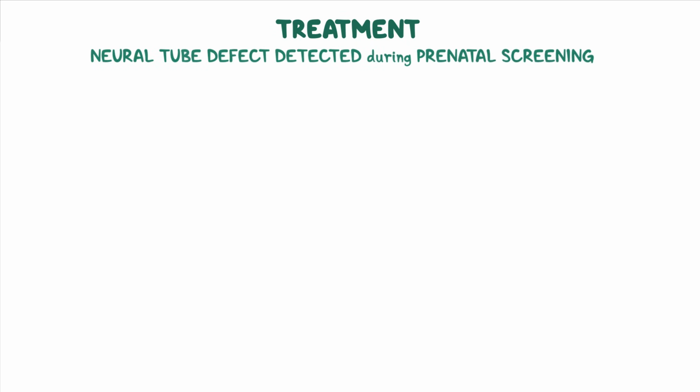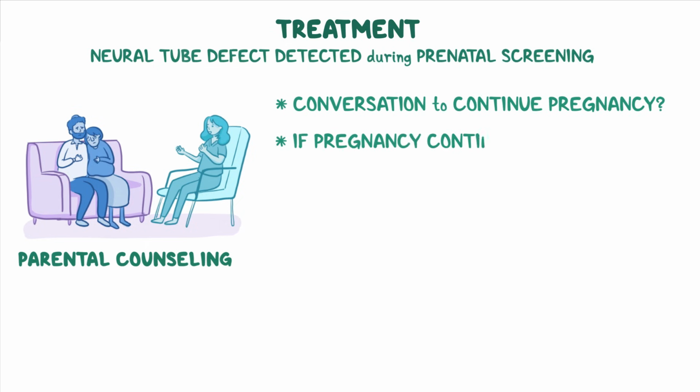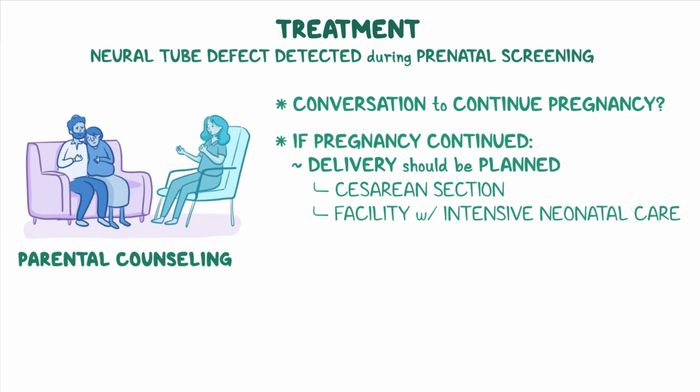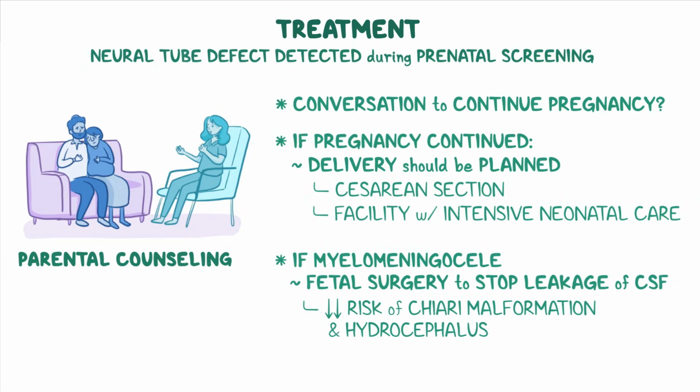Now, if a neural tube defect is detected during prenatal screening, parental counseling regarding the prognosis should be offered, and there should be a conversation around the decision to continue the pregnancy. If pregnancy is continued, delivery should be planned, and the optimal delivery mode is usually by cesarean section at a facility where intensive neonatal care can be provided. In addition, in cases with a myelomeningocele, fetal surgery could be attempted to stop the leakage of cerebrospinal fluid, which can reduce the risk of Chiari malformation and hydrocephalus.